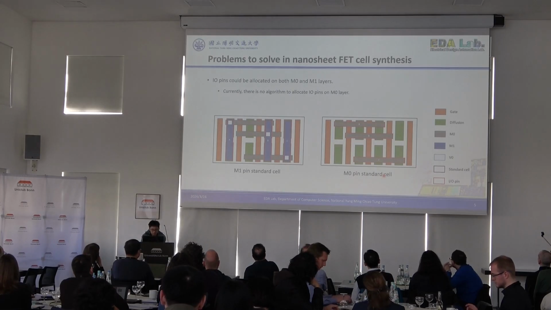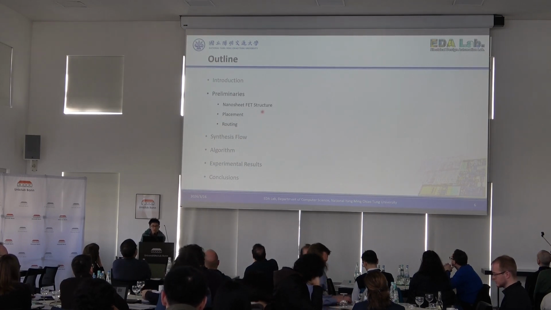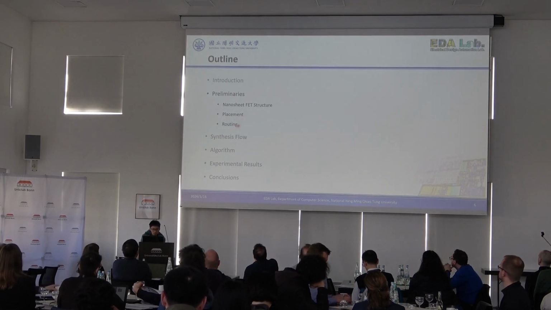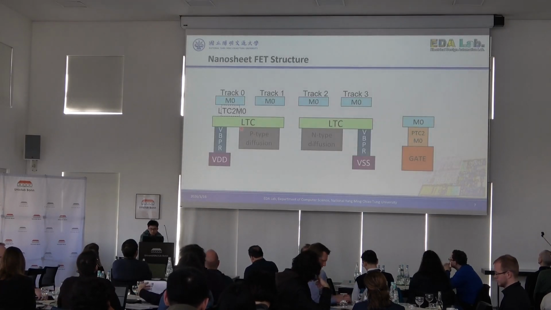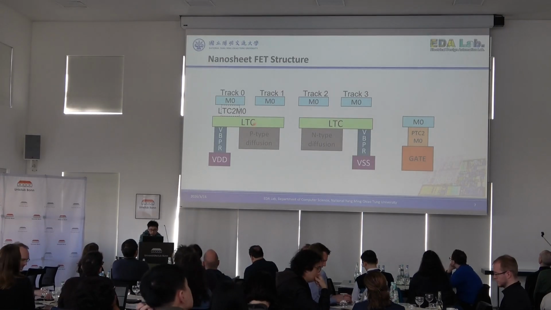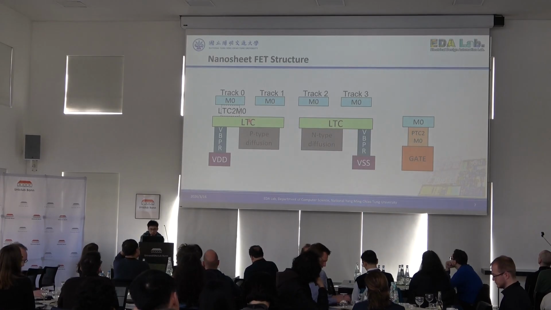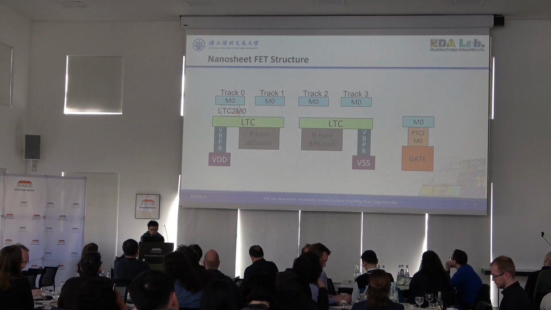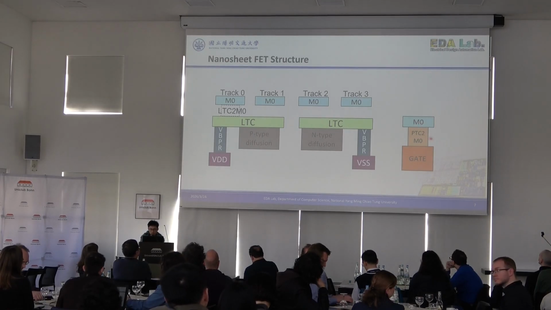And in the preliminary, I will introduce Neo-Schifate structure, transistor placement, and transistor routing. In Neo-Schifate structure, LTC is attached to the diffusion, and LTC connects to M0 and power ground rail through LTC to M0 and VBPR, and the gate connects through M0 to PTC to M0.